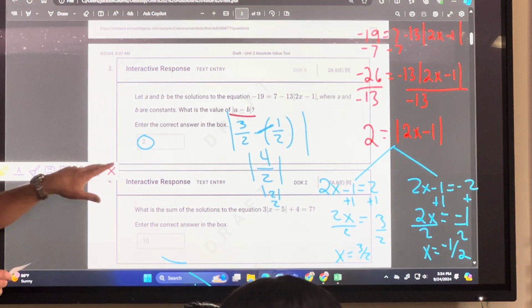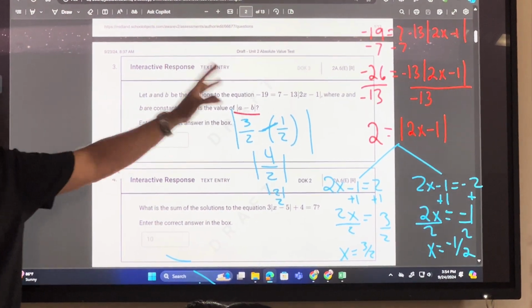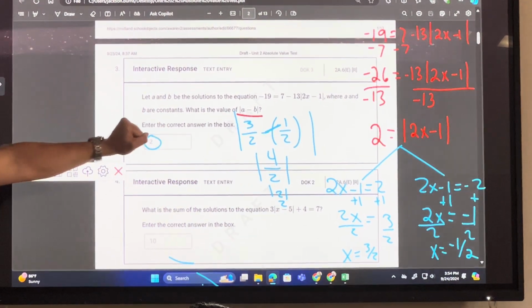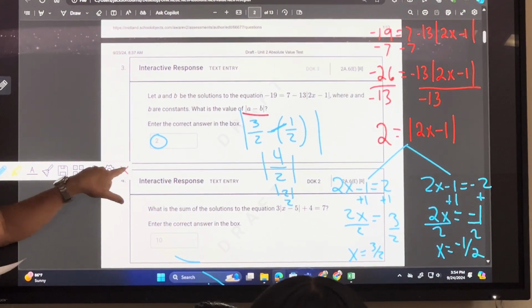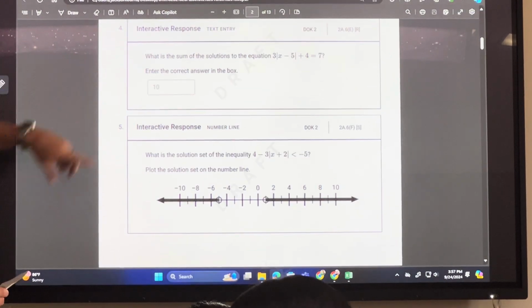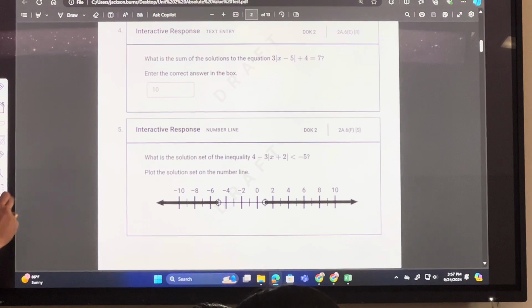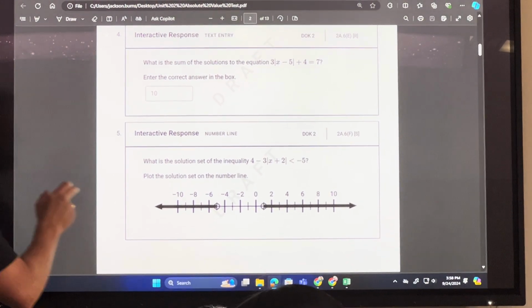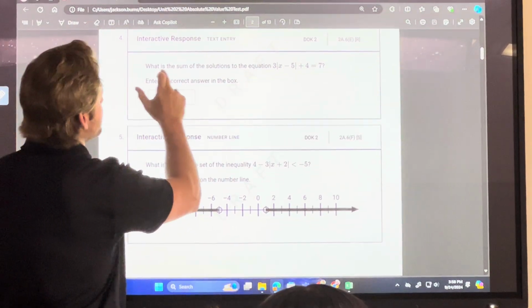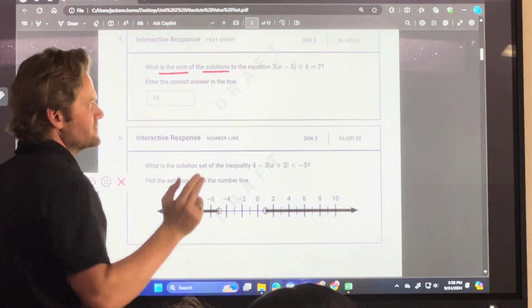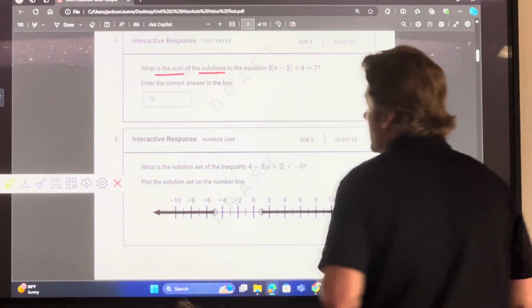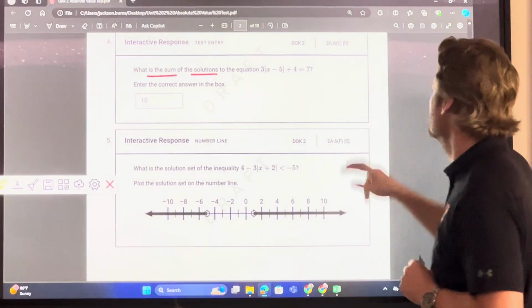All right, number 4 is the next one on my list to do. Is everybody good with the work on number 3? Very good. So 4, same thing, except now it asks for the sum of our answers, right? It says, what is the sum of the solution? So again, I know it's absolute value. I'm gonna get 2 solutions here.